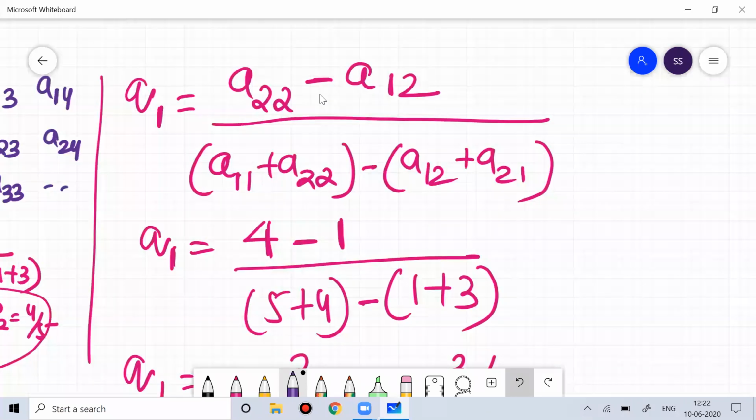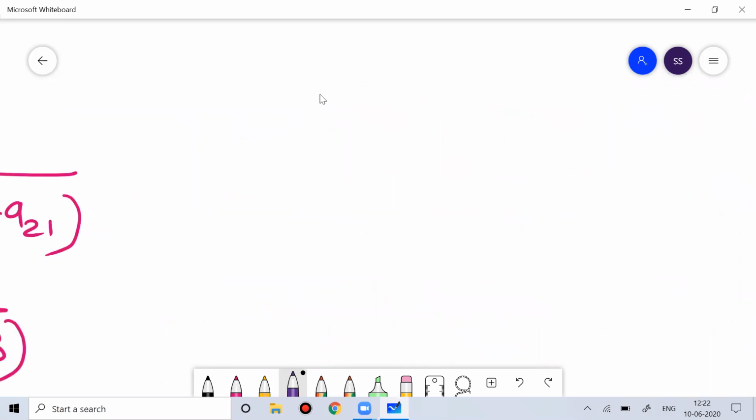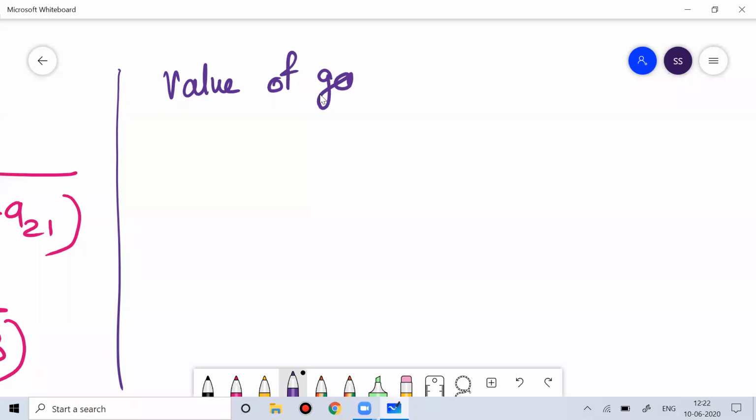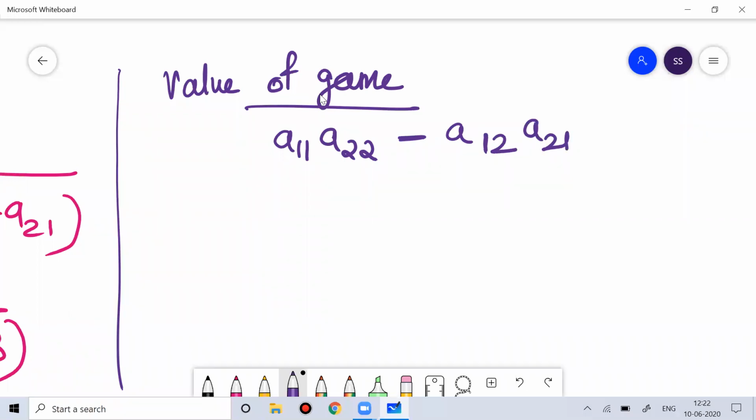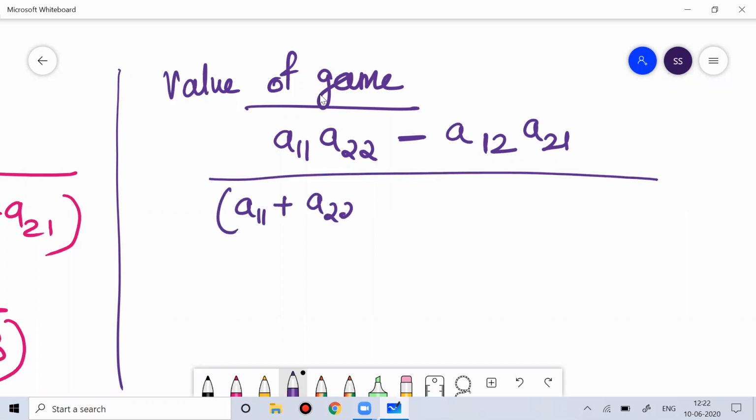So now you can determine the value of game. There is a direct formula for the value of game. The formula is A11 into A22 minus A12 into A21, divided by A11 plus A22 minus A12 plus A21.